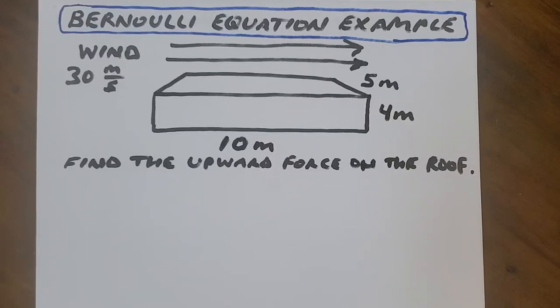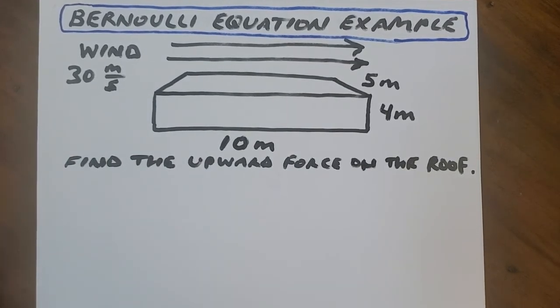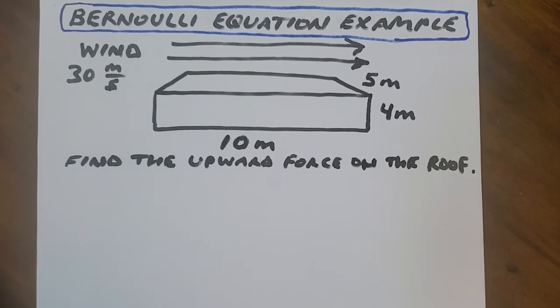All right, this is a pretty standard example of using the Bernoulli equation. It just comes up in a few contexts, and this is one that you often see. So here we just have some wind blowing horizontally across the building, and the problem says find the upward force on the roof. So the first thing is conceptually to get why there would be an upward force.